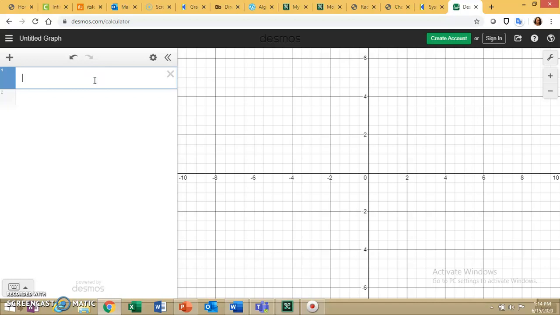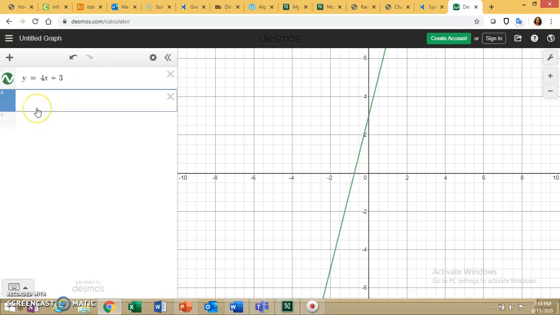And I have y equals 4x plus 3. That's my first one. And y equals -x minus 2. And I'm going to put my, oh, look, -1, -1. Guess my graphing skills aren't as bad as I thought they were. Let's do the next one.